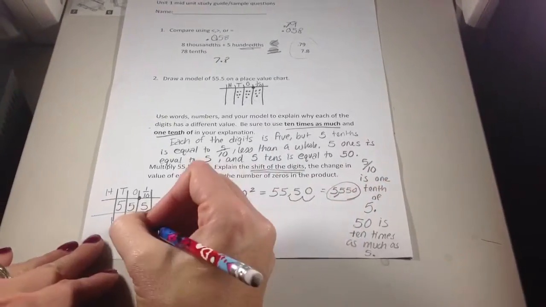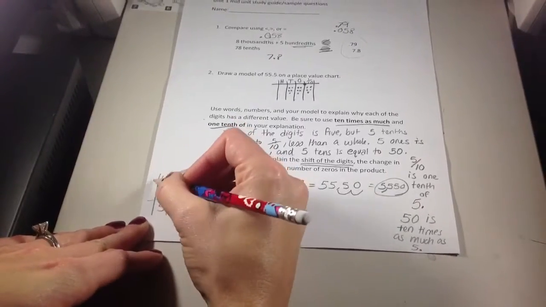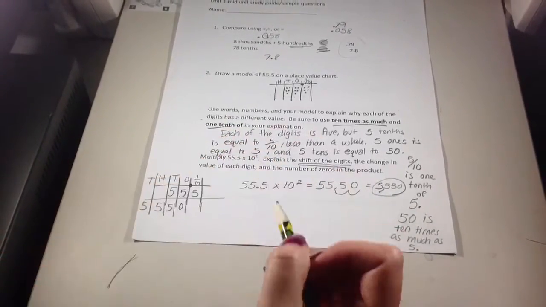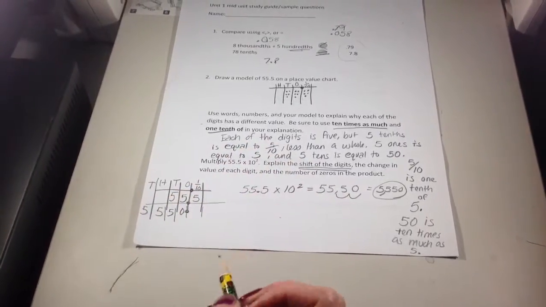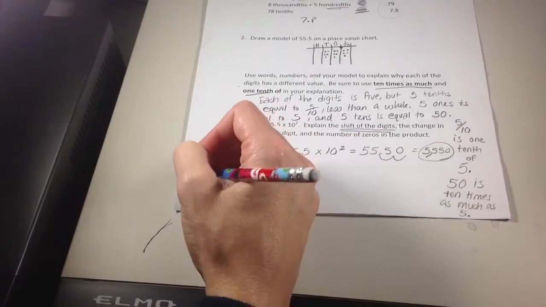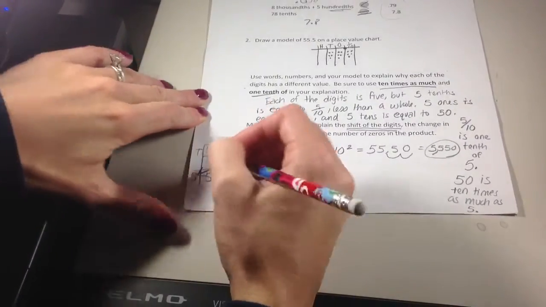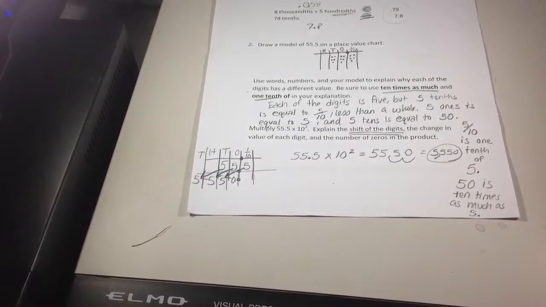So now I want to put this on my chart. And I'm going to need a thousands column. So now I can see how those digits shifted. I can see that when I multiplied by 10 to the second power, they shifted forward 2 spaces, and I can draw the arrows on the chart to even show that shift.